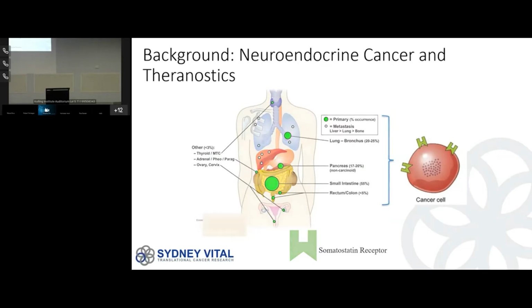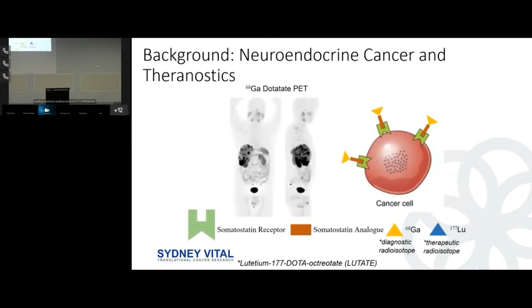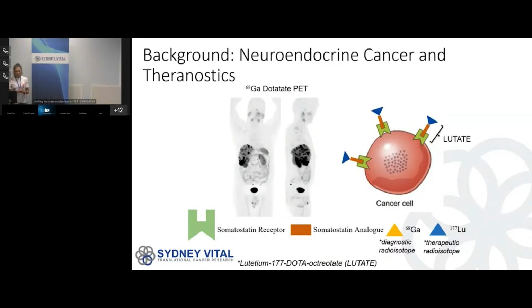So in theranostics, we can utilize this commonality receptor and attach a somatostatin analog. From here, we can attach a diagnostic radioisotope such as gallium-68, where you can see on the left a common dotatate PET scan where we can diagnose the patient and then assess the metastatic disease. From here, we can attach a therapeutic isotope such as lutetium-177. And here you can see a basic structure of lutate, which contains the somatostatin analog and a therapeutic isotope.